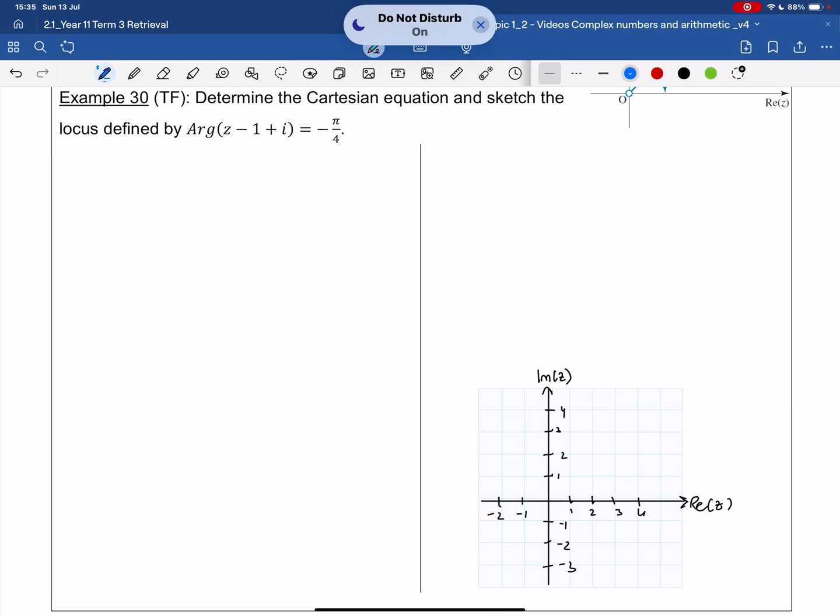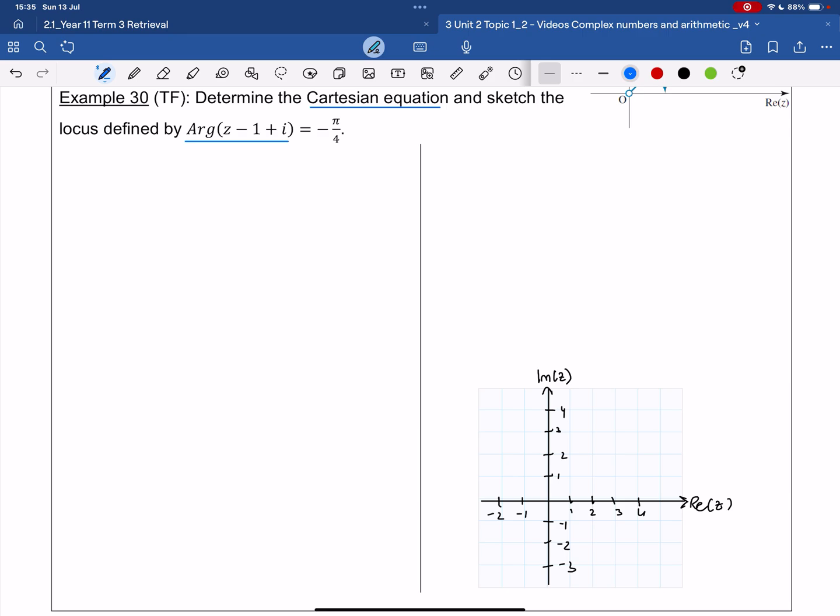All right, this question's asking us to firstly determine the Cartesian equation and then sketch the locus of points defined by the argument of z minus 1 plus i is equal to negative pi on 4. Now, when we see an equation that has this form, arg of z minus something, we need to be able to recognize that this is a ray, so it's a linear function that has a fixed starting point and it only has an arrow on one side.